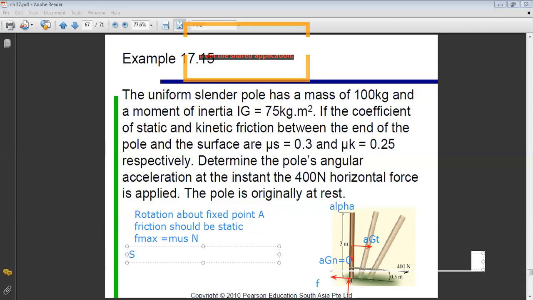Here you can do either sum of moment about G, or sum of moment about A. Why can you do here sum of moment about A equals IA alpha? Homogeneous rod? No, because A is fixed. If A were an instantaneous center, you could not say sum of moment about A equals IA alpha. But because it's rotation about a fixed point, then you can put that sum of moment about A is equal to IA times alpha. And do you know what is the inertia about the extremity of a rod?